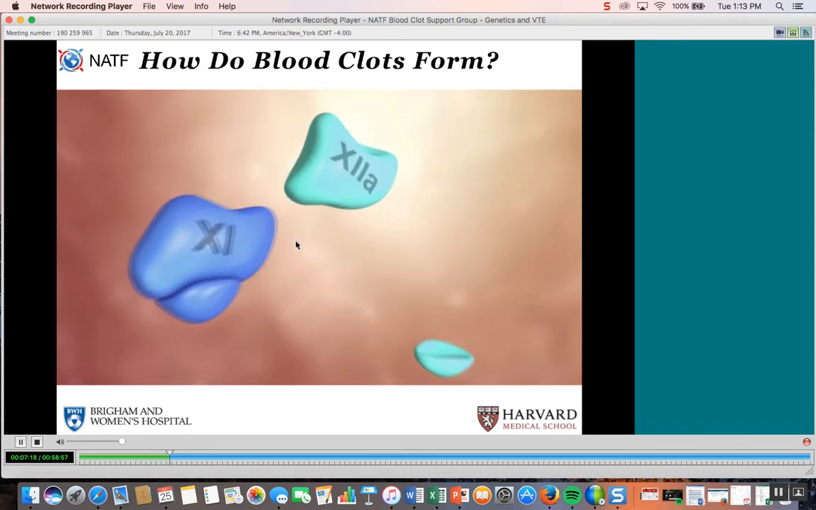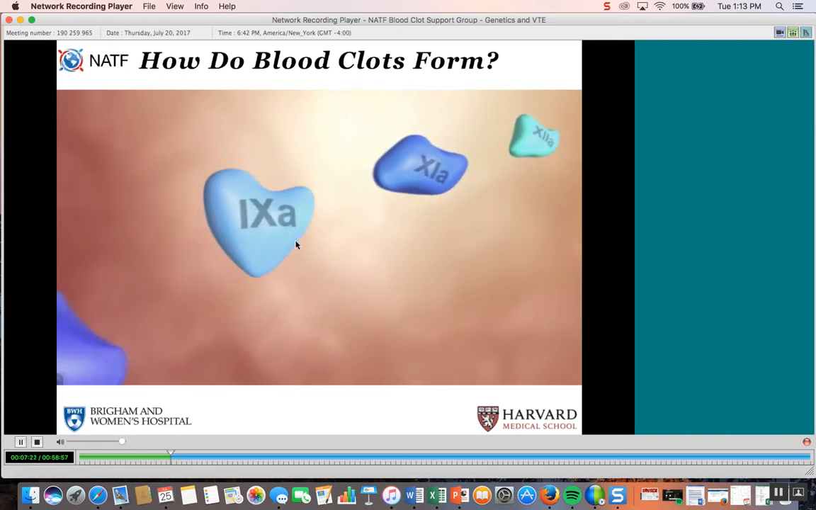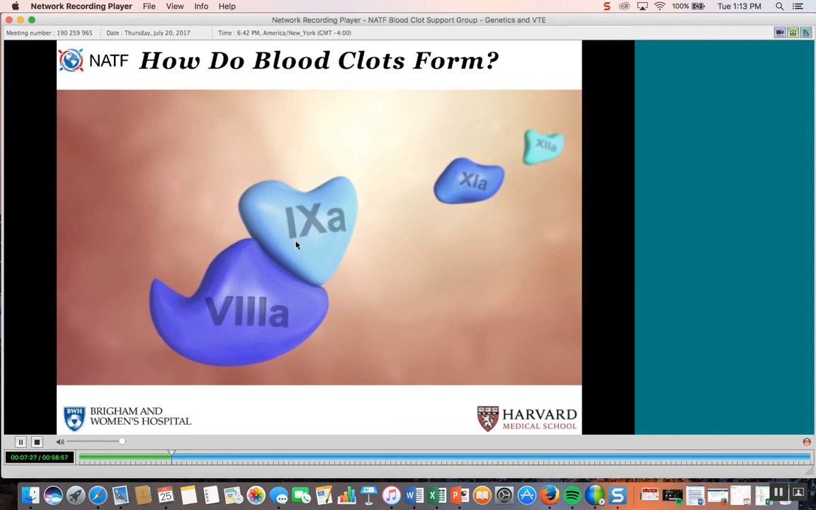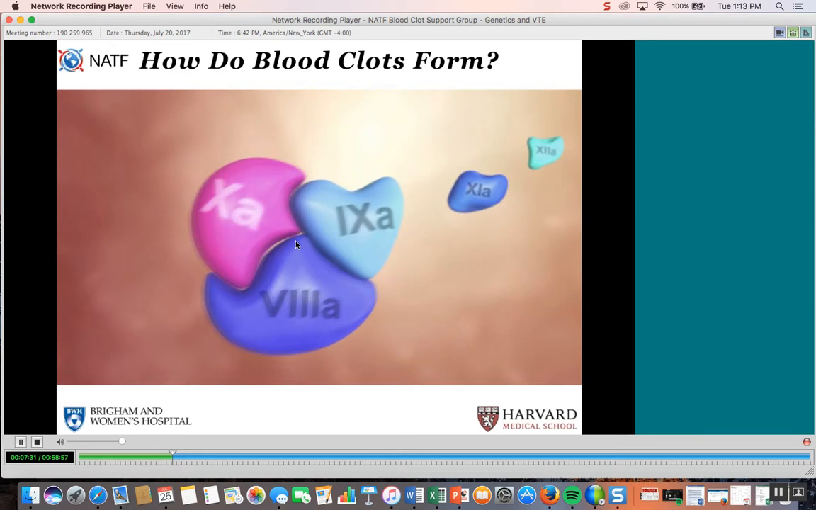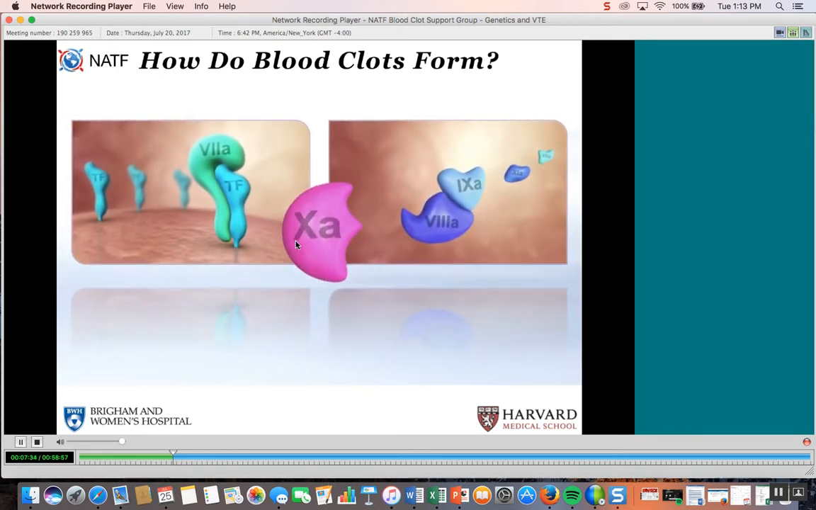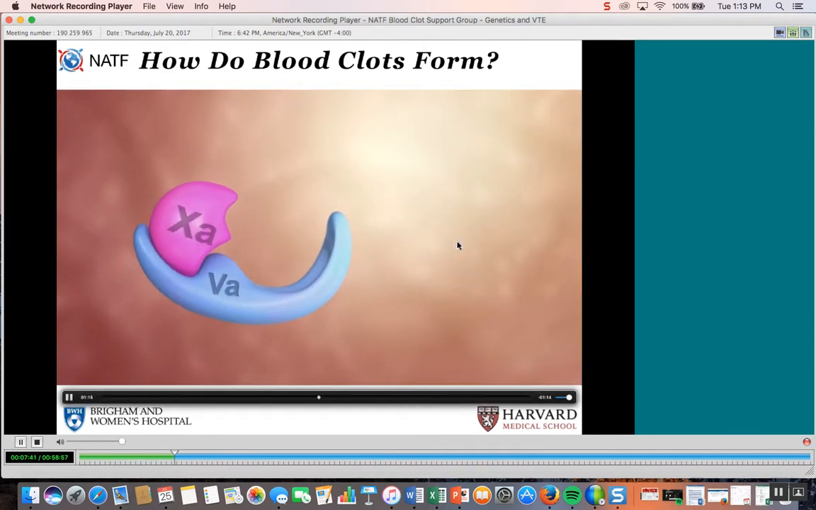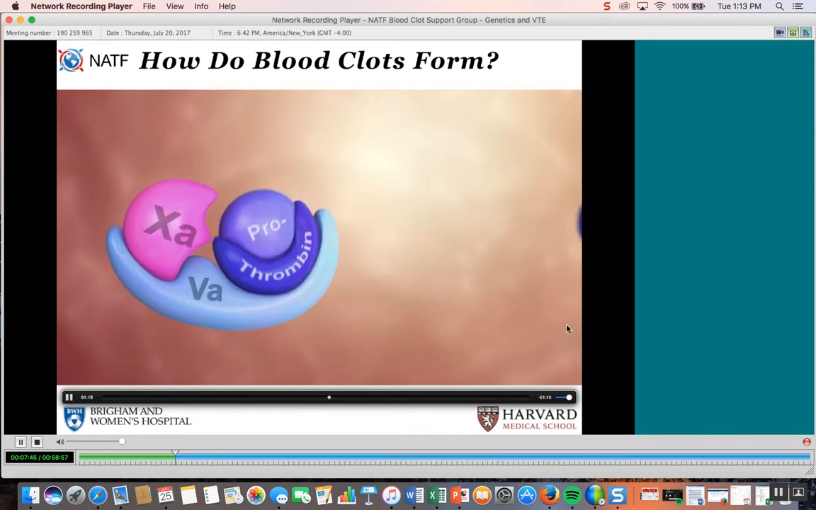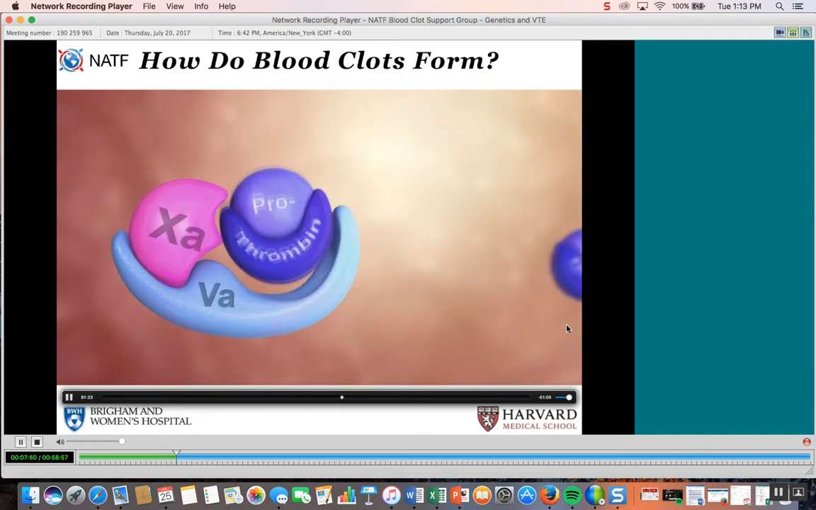The intrinsic pathway consists of various coagulation factors activating each other in a chain reaction. At its end, a complex with an additional cofactor is formed. This complex now activates factor 10. Since the two pathways merge at the level of factor 10A, this factor has a pivotal role in the coagulation cascade. Further down the cascade, factor 10A, in combination with 5A, activates thrombin and induces the so-called thrombin burst.